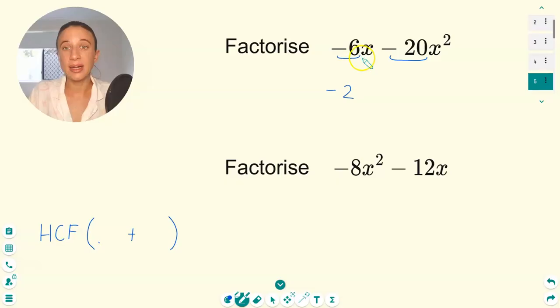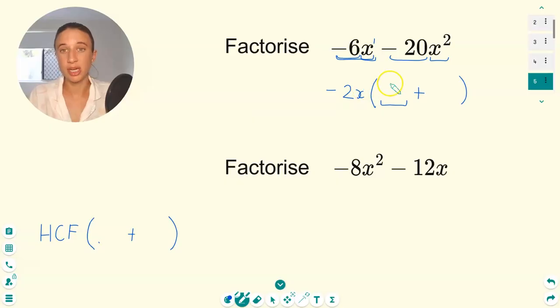Then you're looking at, is there a common factor between my variables, x and x squared? Yes, there is: x. You choose the variable with the lowest power, so x is what you're going to pull out the front. Your goal is to get that in a pair of brackets. Then you ask yourself, negative 2x times what will give me negative 6x? Well, to end up with a negative number, you have to do a negative times a positive, so that's going to be 3.